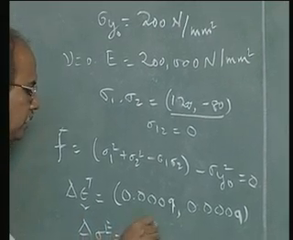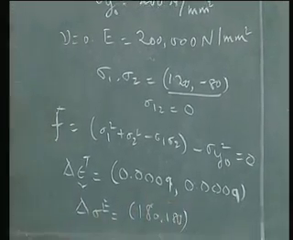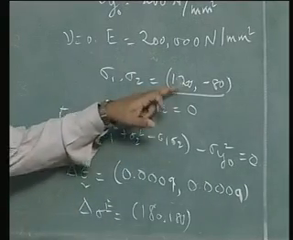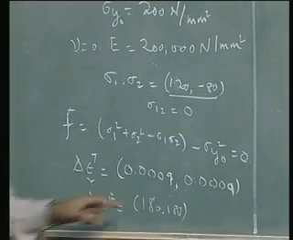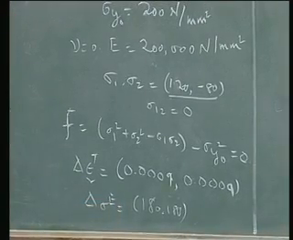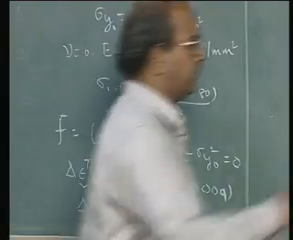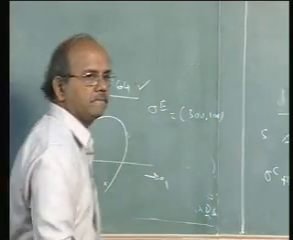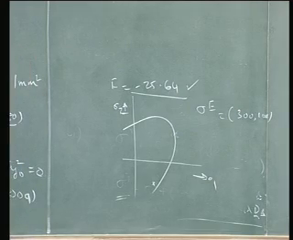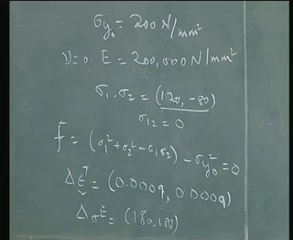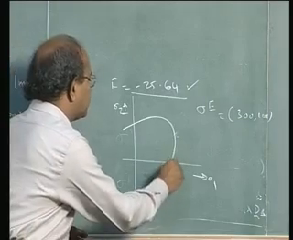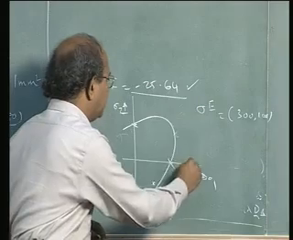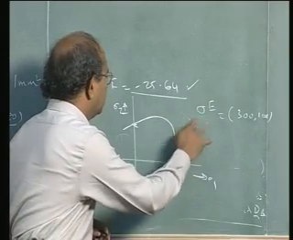that will become, so delta sigma E, I'll write it here, will become 180, comma 180. So 180, comma 180 will be added to this, which will be 300, comma 100. So sigma E is equal to 300, comma 100. Since the yield is 200, I am hitting the yield surface, so that is 200, that is 200, and that is 200.